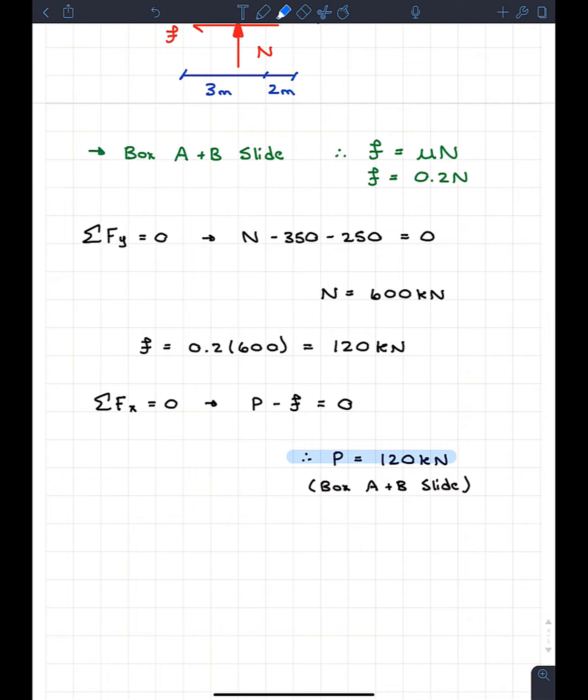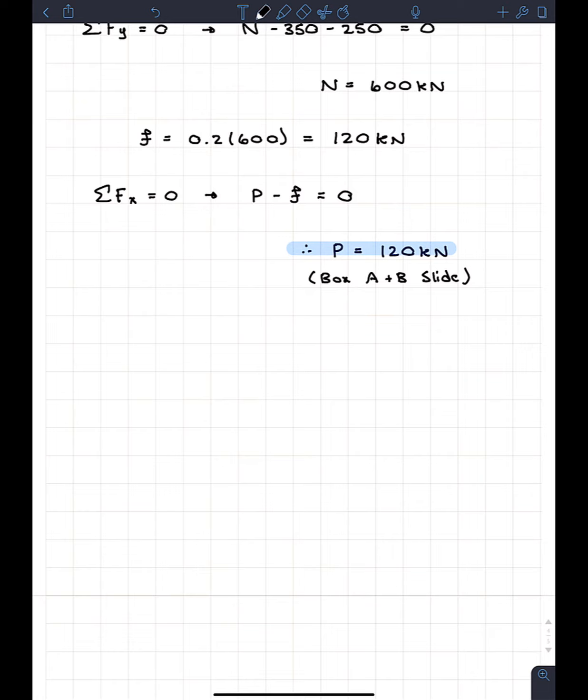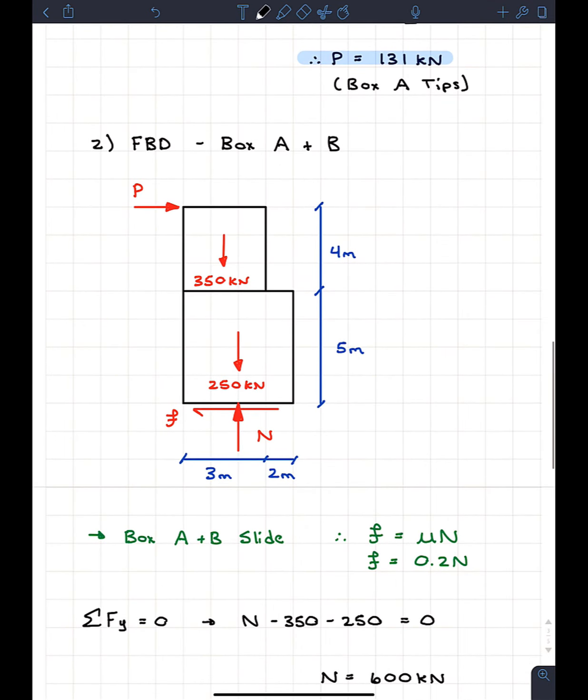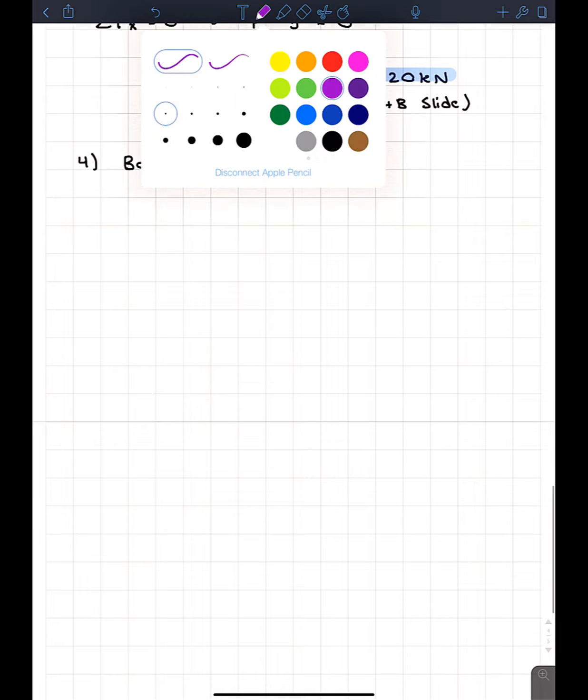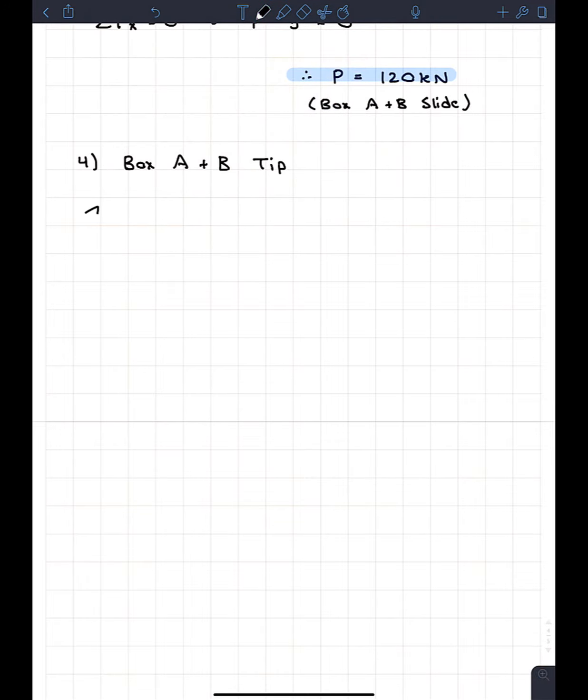However, again, we need to check the last one, and this is case number 4, which is boxes A and B together tip. A plus B tip. And this is always very easy. We're always just going to take a moment. So if we look, it's going to start rotating around that opposite corner over here, which we're going to call point O. So we're going to come down here and we're going to take the sum of the moments about point O. So sum of the moments about O is equal to 0.